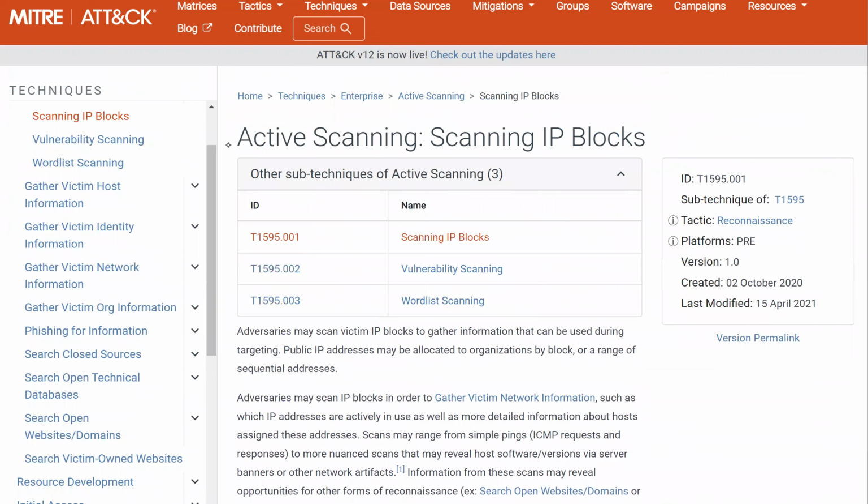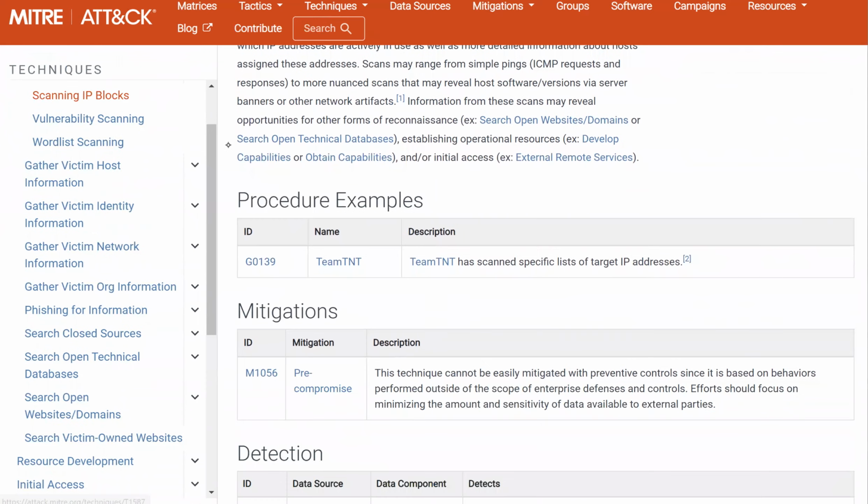So once we start identifying the different types of groups, we can start looking at those different techniques within the framework, right? If it is vulnerability scanning or word list scanning, like directory busting, we can start looking at what type of tool sets, what other defenses, and also the controls that we can put in place.